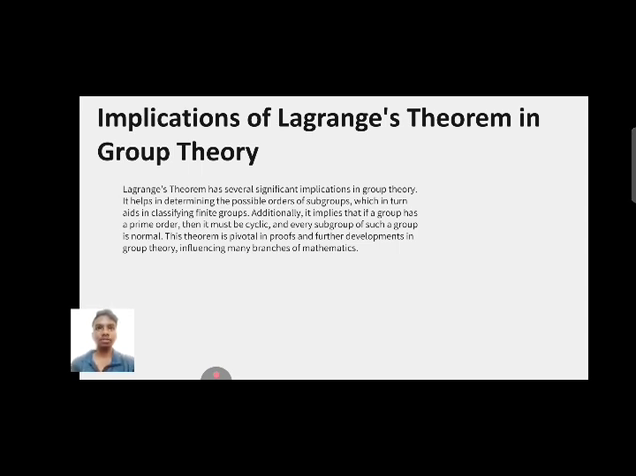Lagrange's theorem has several significant implications in group theory. It helps in determining the possible orders of subgroups, which in turn aids in classifying finite groups. Additionally, it implies that if a group has prime order, then it must be cyclic, and every subgroup of such a group is normal. This theorem is foundational in proofs and further developments in group theory, influencing many branches of mathematics.